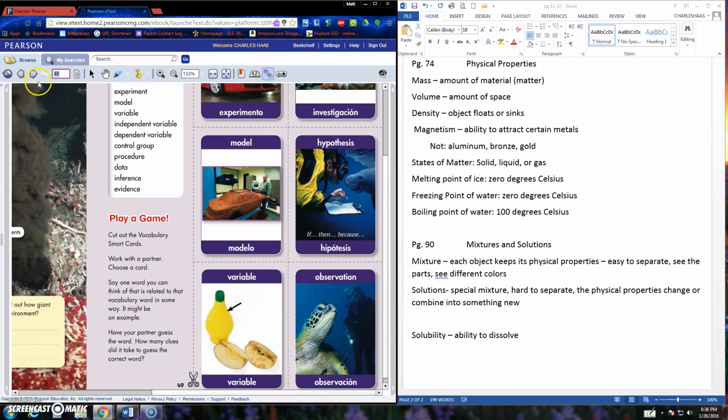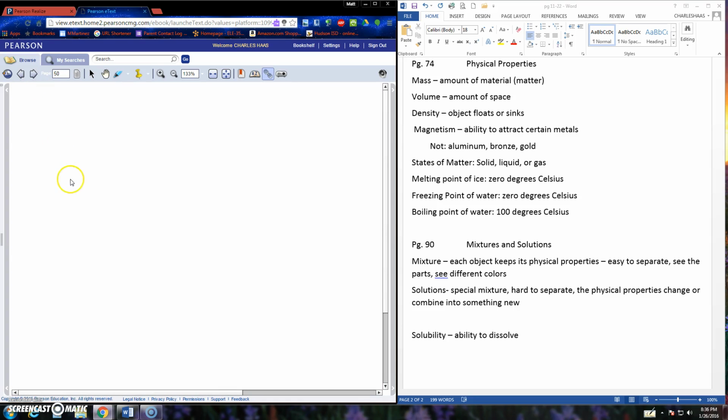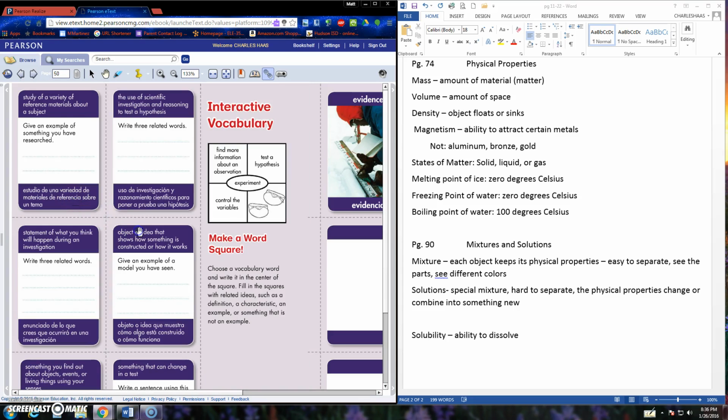If you move on to the next page, you'll see the back. Here's the answer. The study of a variety of reference materials about a subject. That's on the back of the card. It says give an example of something you have researched. Down here is the definition in Spanish.